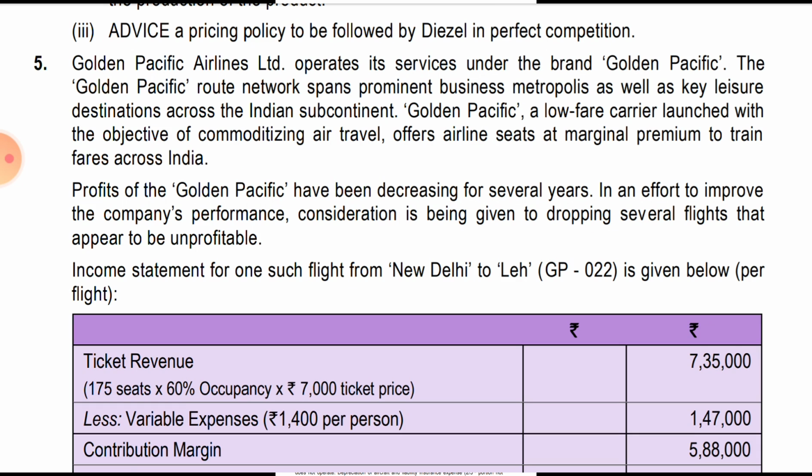The Golden Pacific route network spans prominent business metropolises as well as key leisure destinations across the Indian subcontinent. Golden Pacific is a low-rate carrier launched with the objective of commoditizing air travel, offering airline seats at a marginal premium to the train fare across India.